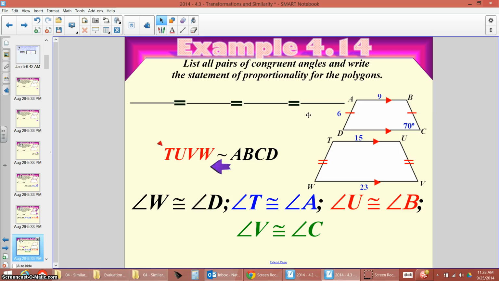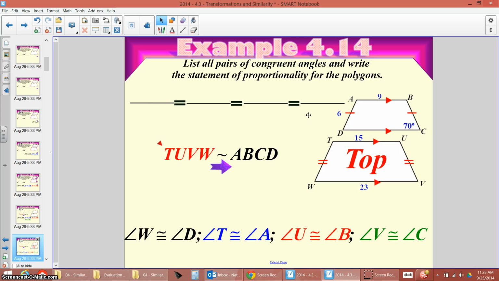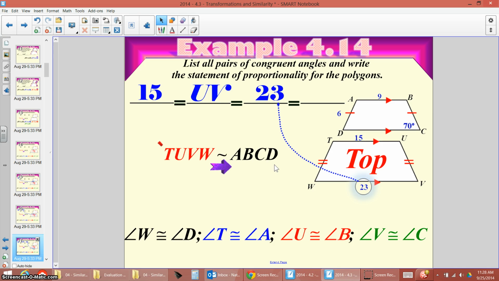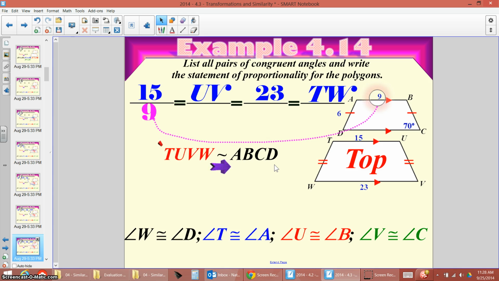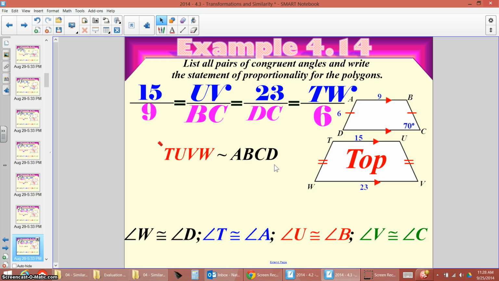Now it says the proportionality statement. We pick anywhere we want to start. I chose to start with the top row being 15. So I picked this one to be the top, and I go straight around the room. So 15, UV. There's no number there, so I just call it UV. 23, and then PW. Now I pick the side that corresponds to 15, and I get 9. I go around. I get BC, I get DC, and I get 6.